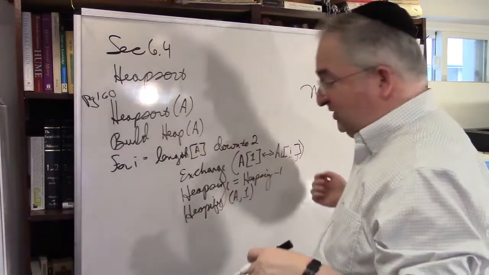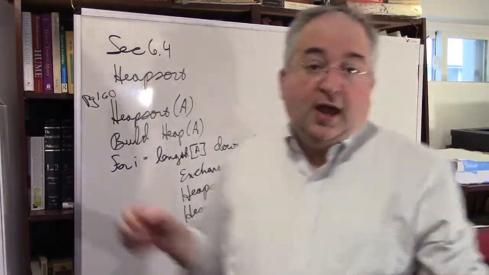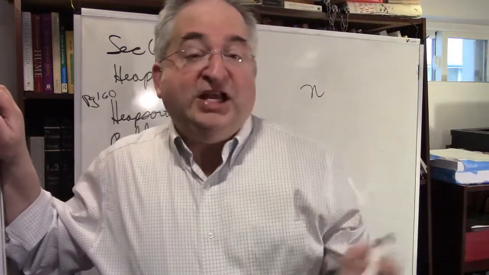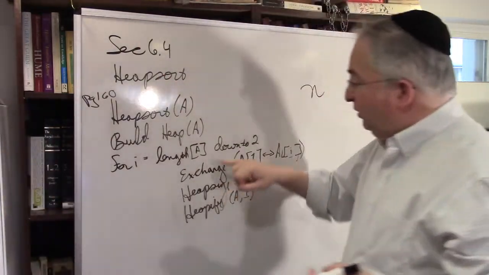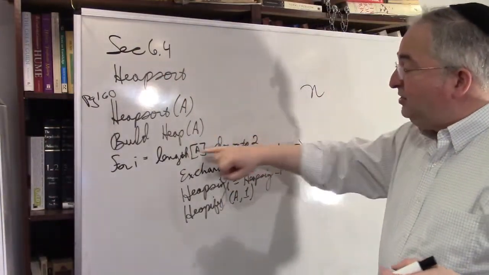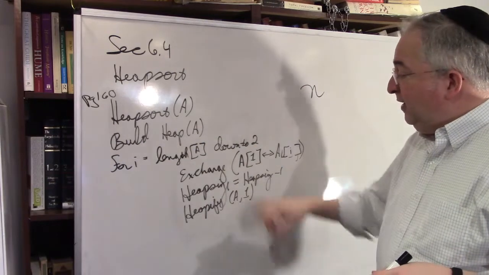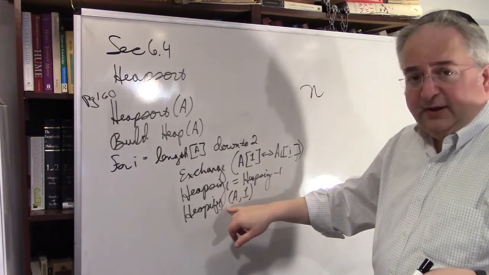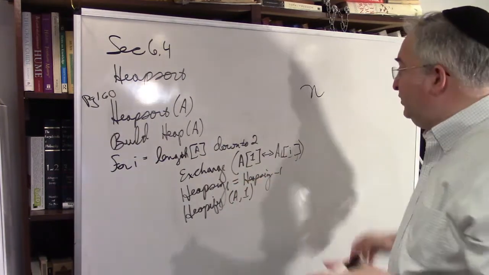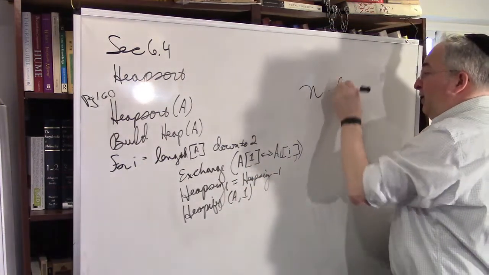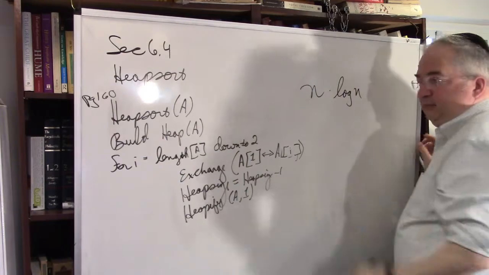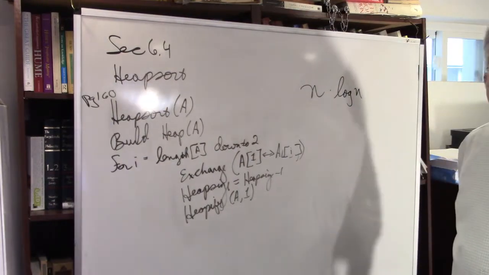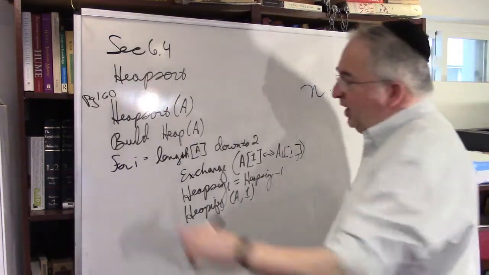We did it 6 times here. And how much work is done each time you pull it off? You're doing this n times, or n minus 1 or something like that. The only thing that's done is exchange and Heapify. So how much work is that? Log of n. That's the entire thing. Okay, so let's go through this.